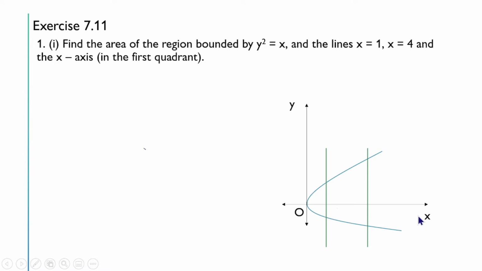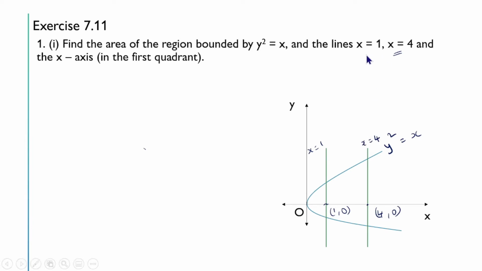So this is the x-axis, the y-axis, and this is the curve corresponding to y square equal to x. And then the lines x is equal to 1, x is equal to 4. X is equal to 1 is a line which passes through the point 1, 0 and parallel to the y-axis. So this is the line x is equal to 1, and x is equal to 4 is a line passing through 4, 0 and parallel to the y-axis. So this is the line x is equal to 4.